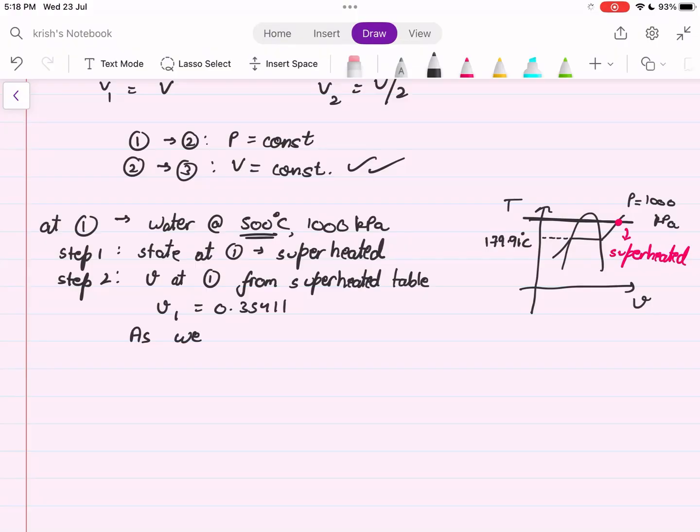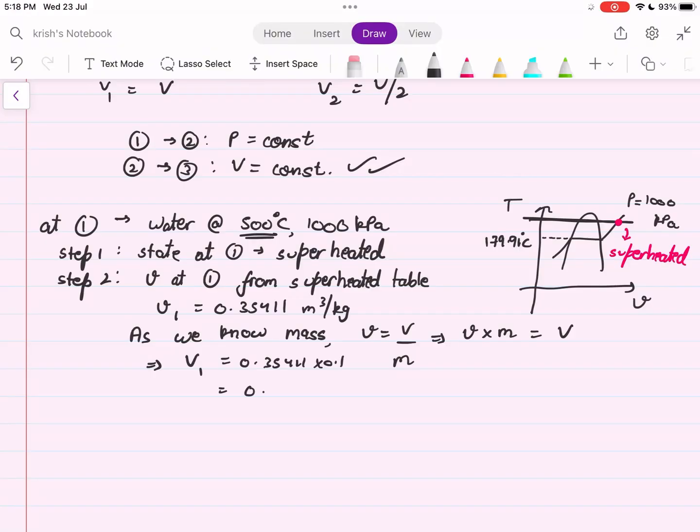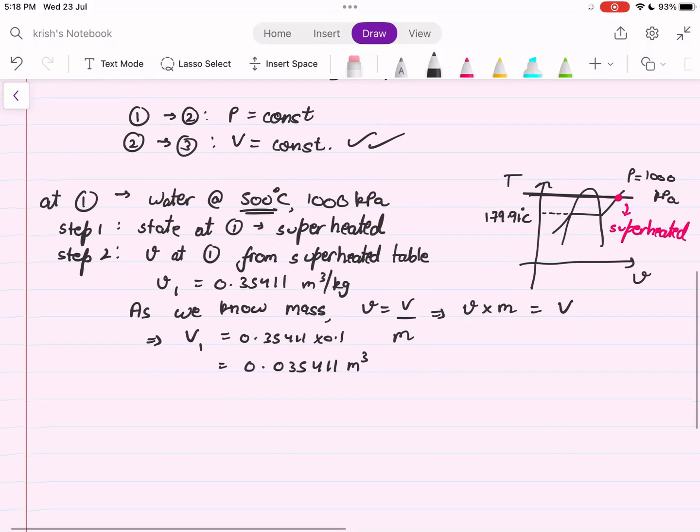As we know the mass, remember mass is 0.1 kilogram given in the question, and specific volume is volume by mass. We can say small v into small m, or just m, is equal to capital V, which means the volume of container at the initial state is 0.35411 into 0.1 equals to 0.035411 meter cube. Just meter cube, because now we have multiplied mass, right?